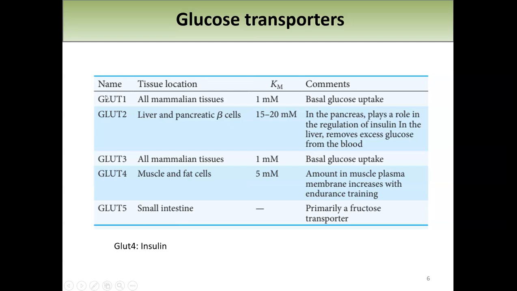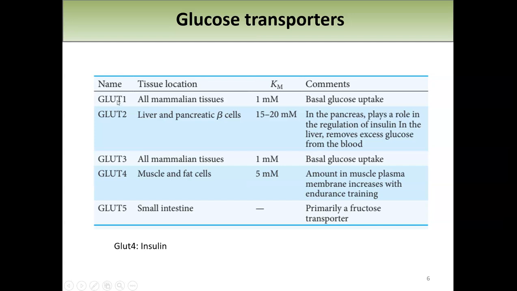In addition to these 5 GLUTs, another GLUT exists, which is GLUT7, and it's present on the ER, or endoplasmic reticulum. When I talk about gluconeogenesis and glycogenolysis, I will explain more about this GLUT to you.